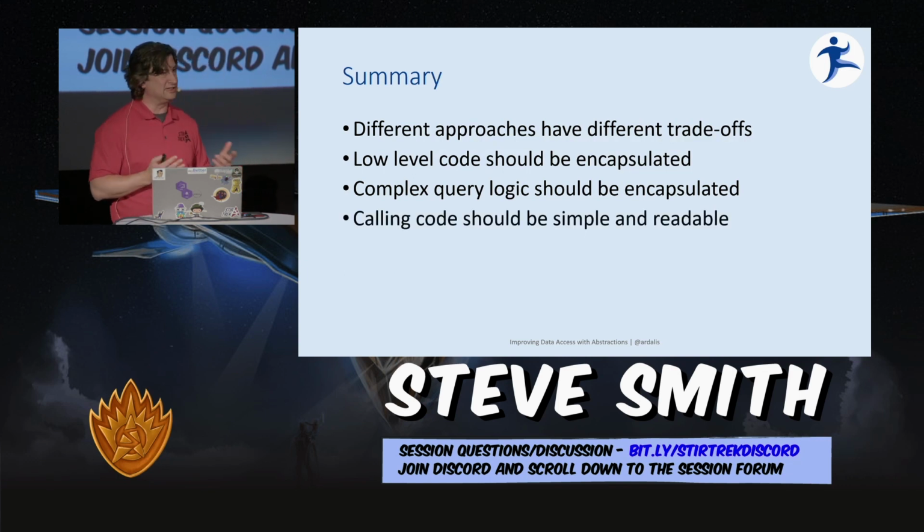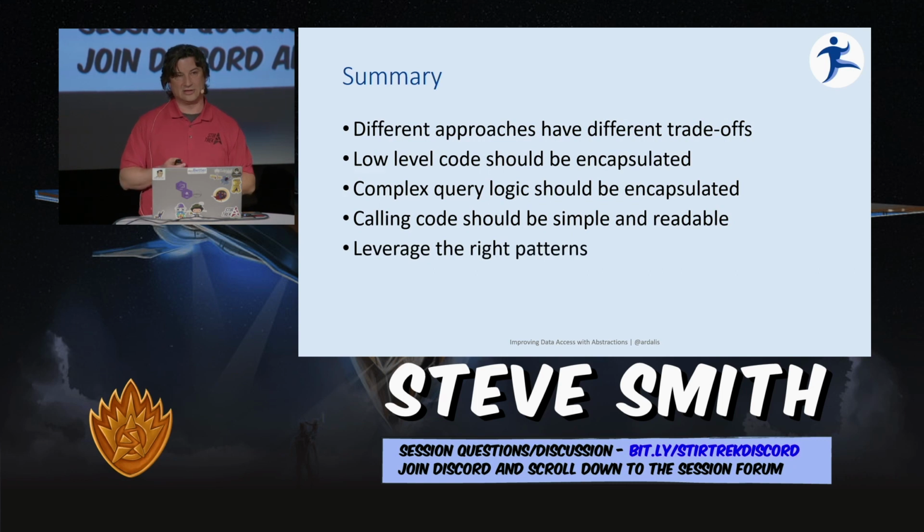The calling code should be simple and readable, and if it's doing other stuff in addition to fetching data, the data access code shouldn't dwarf the real work that's being done in that method. And so you want to try and come up with a way that you can make those data access calls a line or two if you can.